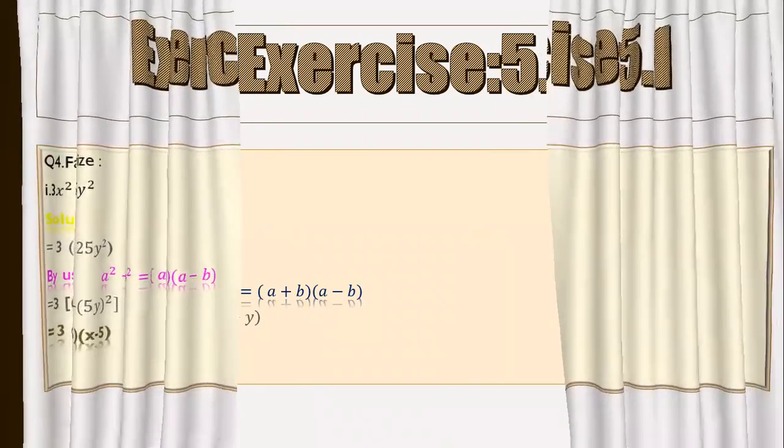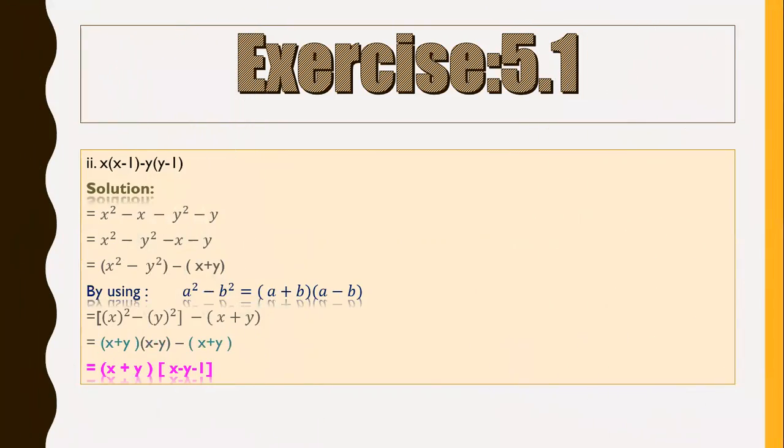The second part is x into (x minus 1) minus y into (y minus 1). There is no square, so how can we apply the formula of a square minus b square? But you see that there is x before x minus 1 and y before y minus 1. So first we open the brackets, we multiply the variables within the brackets, and then after opening the brackets we make the pattern and we apply the formula over there.